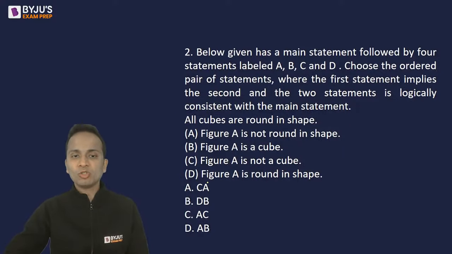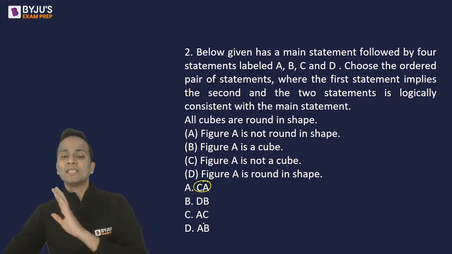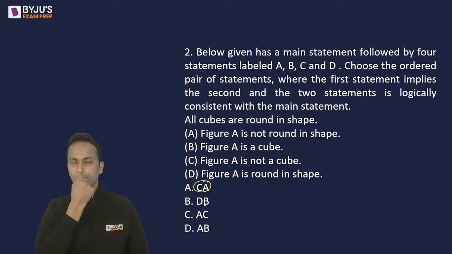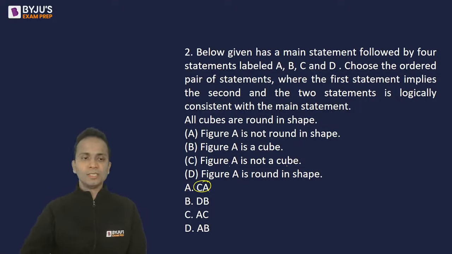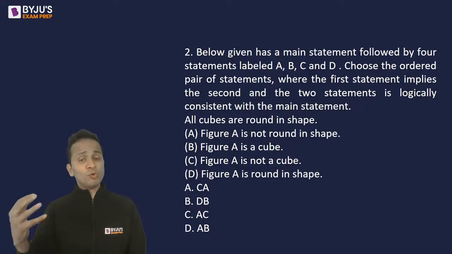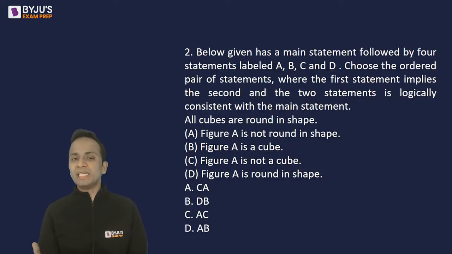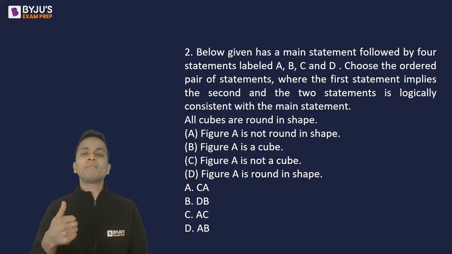Okay, so you'll have to now choose a pair like CA. C says the figure A is not a cube. Figure A is not round in shape. Fine. So you'll have to choose among the options the pair of statements where the first statement implies the second statement. Here it will always be better to go through the options. But if you understand these types of statements completely, then you can also form a pair of statements by yourself.